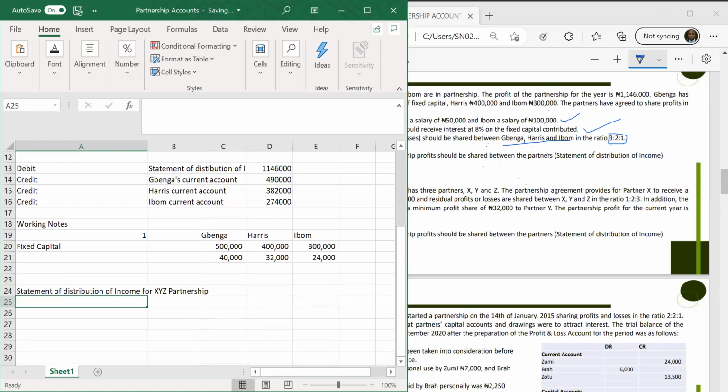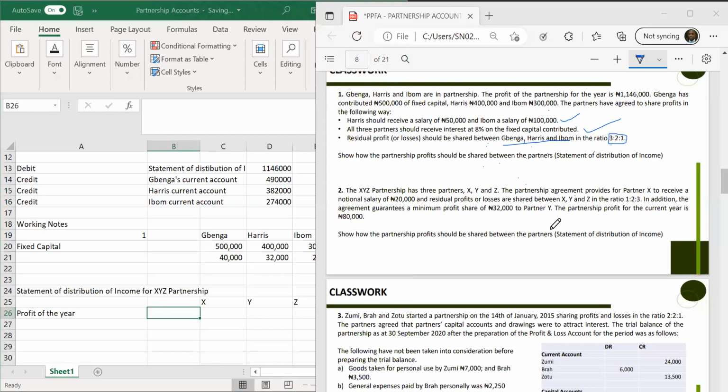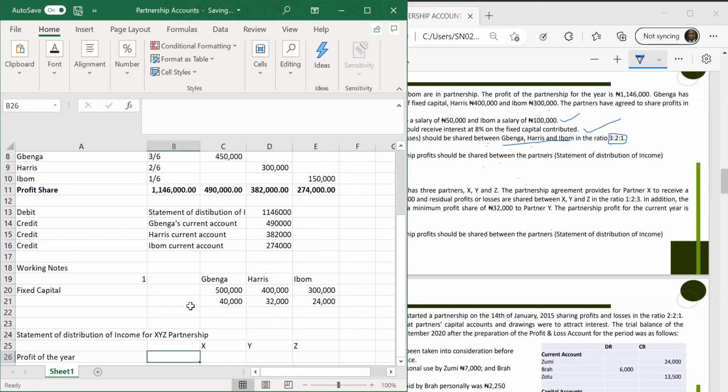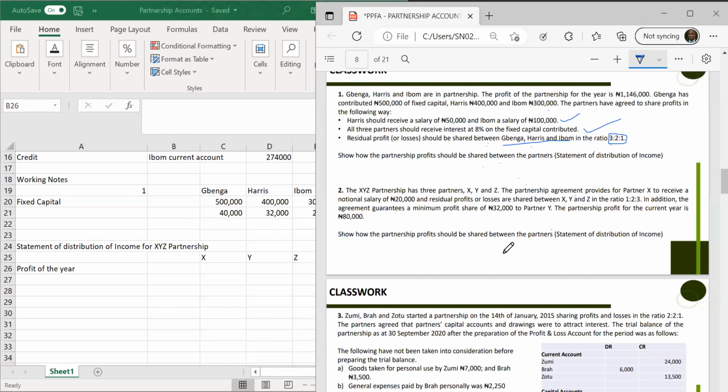Oh yeah, now Mutun and Robert, please now. Profit for the year. What is it? The profit for the year of the business. Profit of the year. And we write our partners, right? Over here. Is that correct? What's the profit for the year? See the question now. What's the profit for the year?